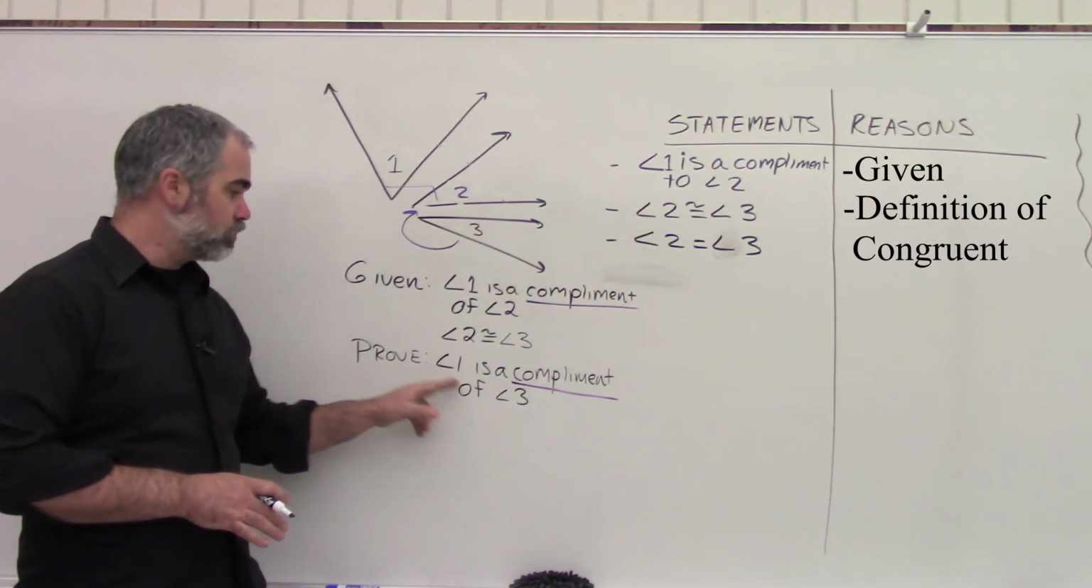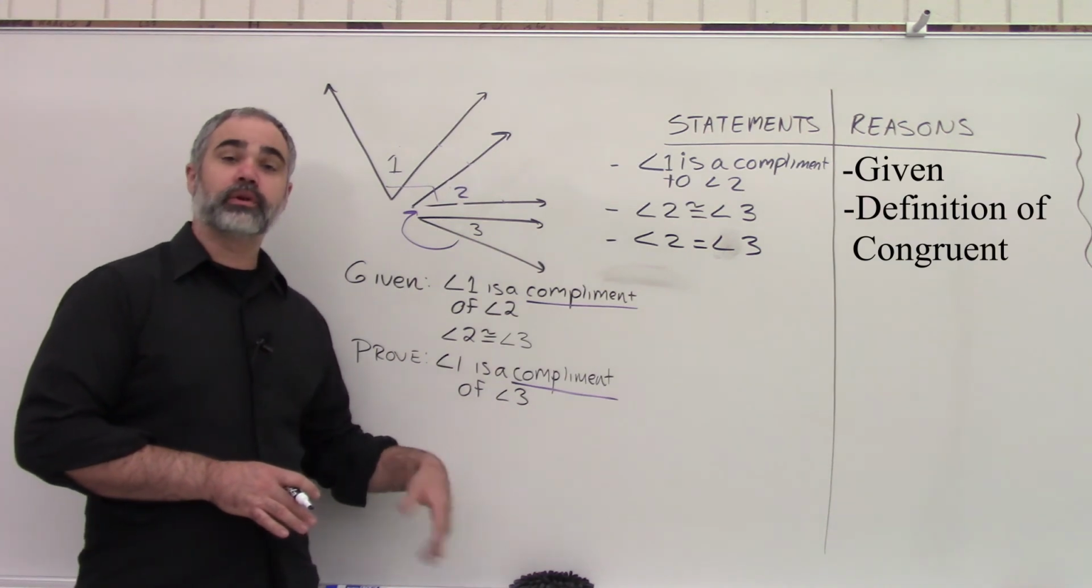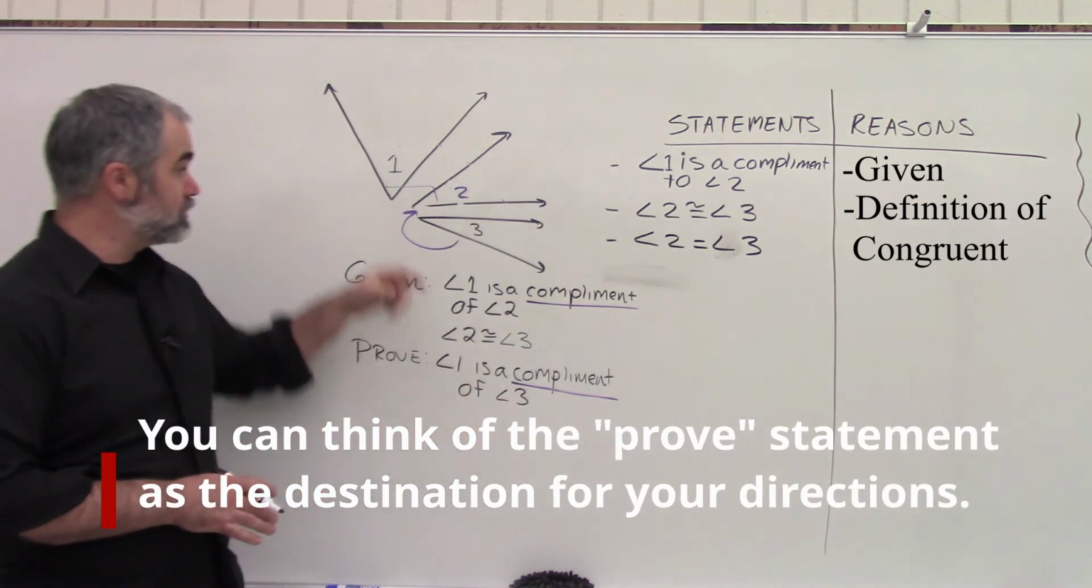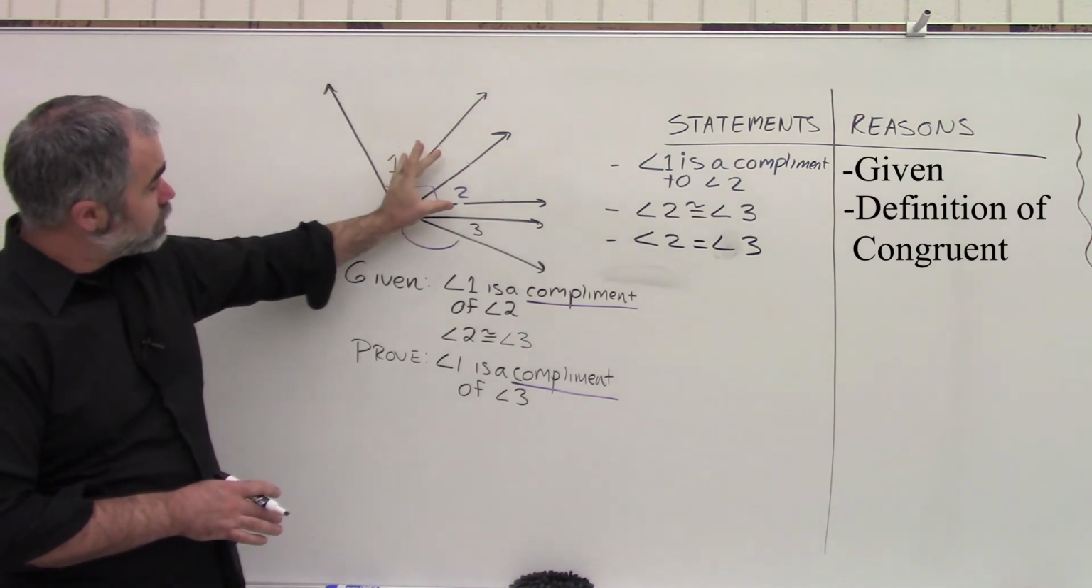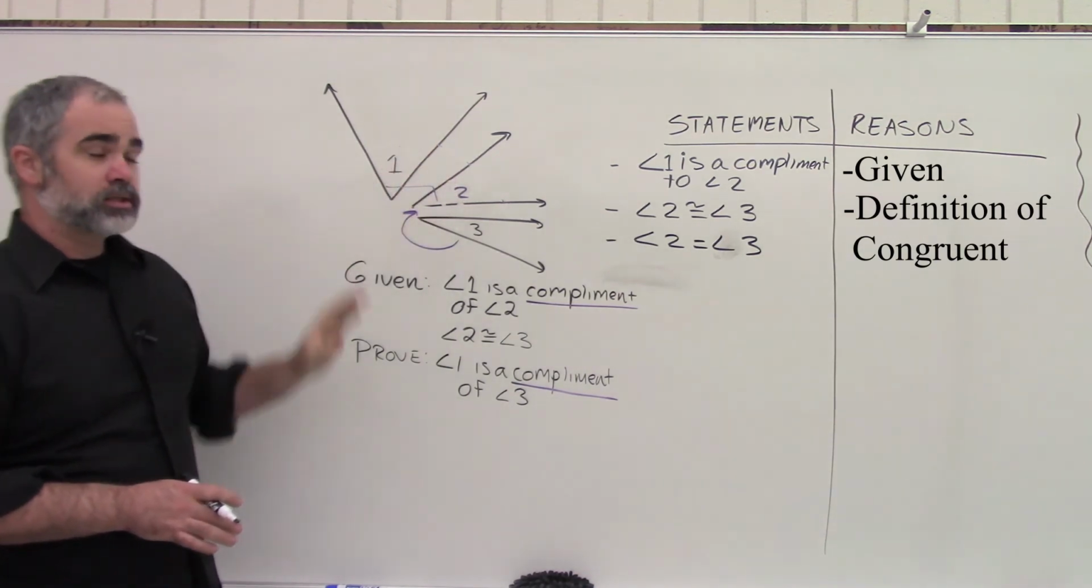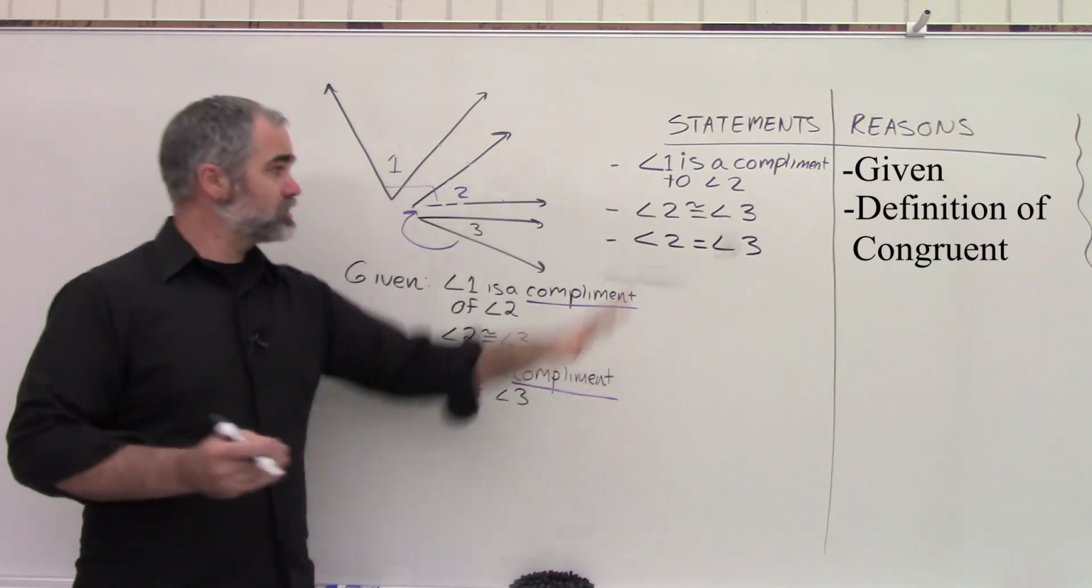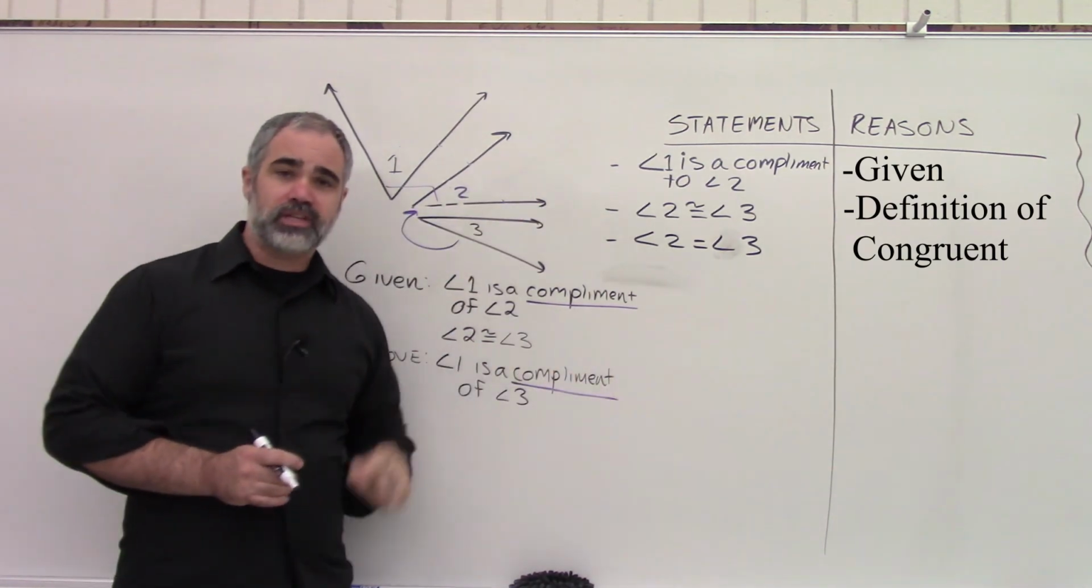I want to know that angle 1 is a complement of angle 3. I want to know that they add to be 90. And all I need to do, because I looked at my diagram, is essentially replace angle 3 with angle 2, because they're the same. So I know where my destination is, I know where I'm starting, now I need to write those steps in between.